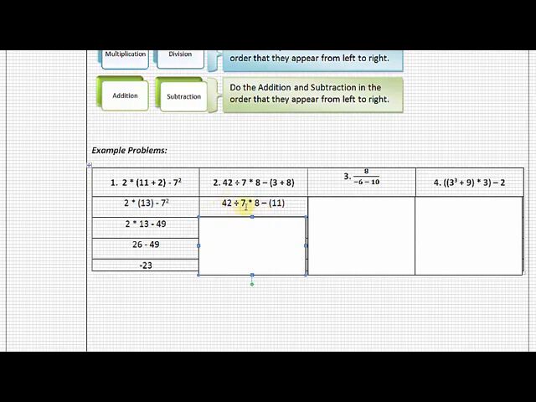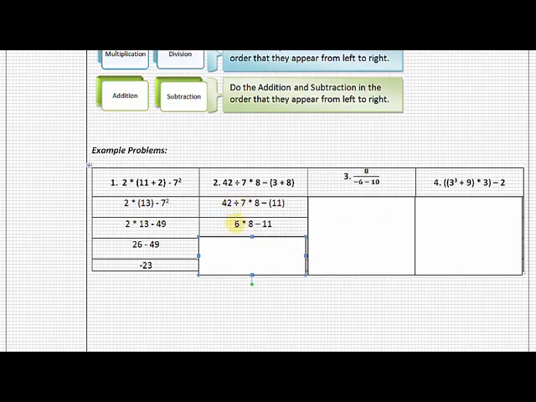So we have a couple options here, 3 different operations. Multiplication and division come before addition and subtraction. We started the problem, we read it from left to right. Since division comes first, we're going to go ahead and take care of that. So 42 divided by 7 is 6. So that's simplified down here.